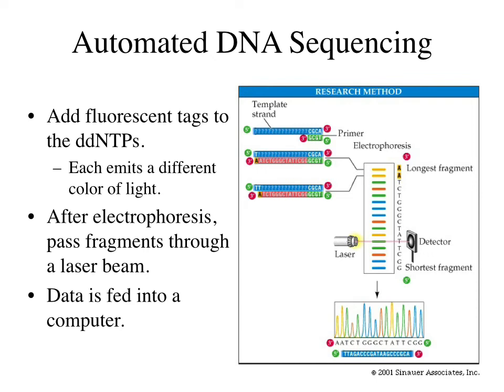Most sequencing is now automated. Instead of labeling fragments with radioactive primers, modern sequencing machines use fluorescent dyes to tag the ddNTPs, one color for each of the 4 types of nucleotides. This allows for all 4 reactions to be done in the same tube.